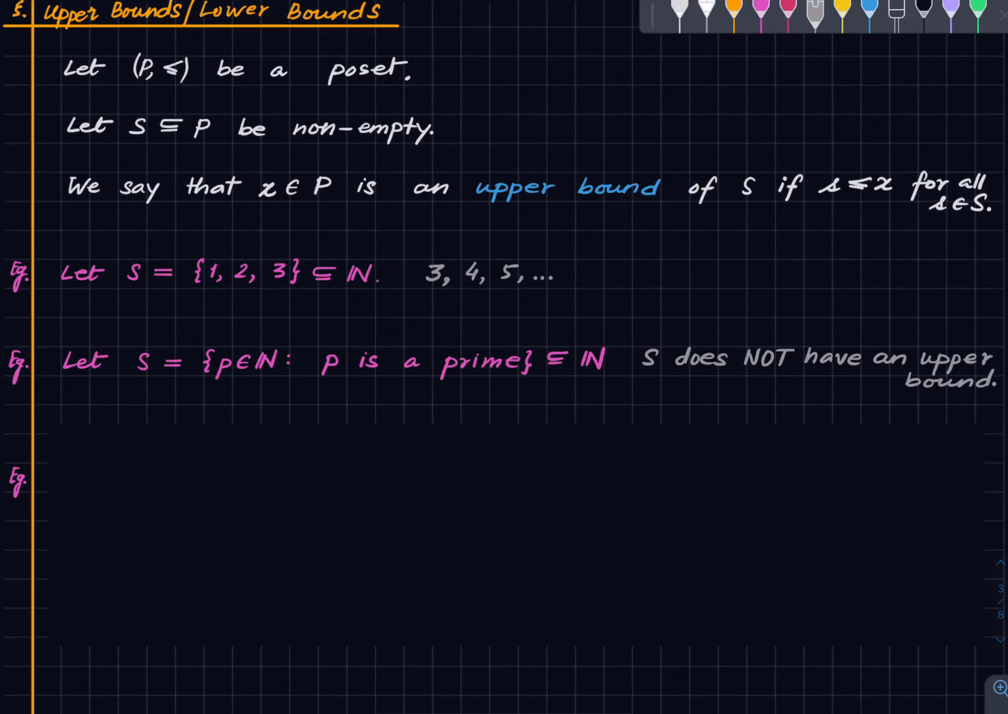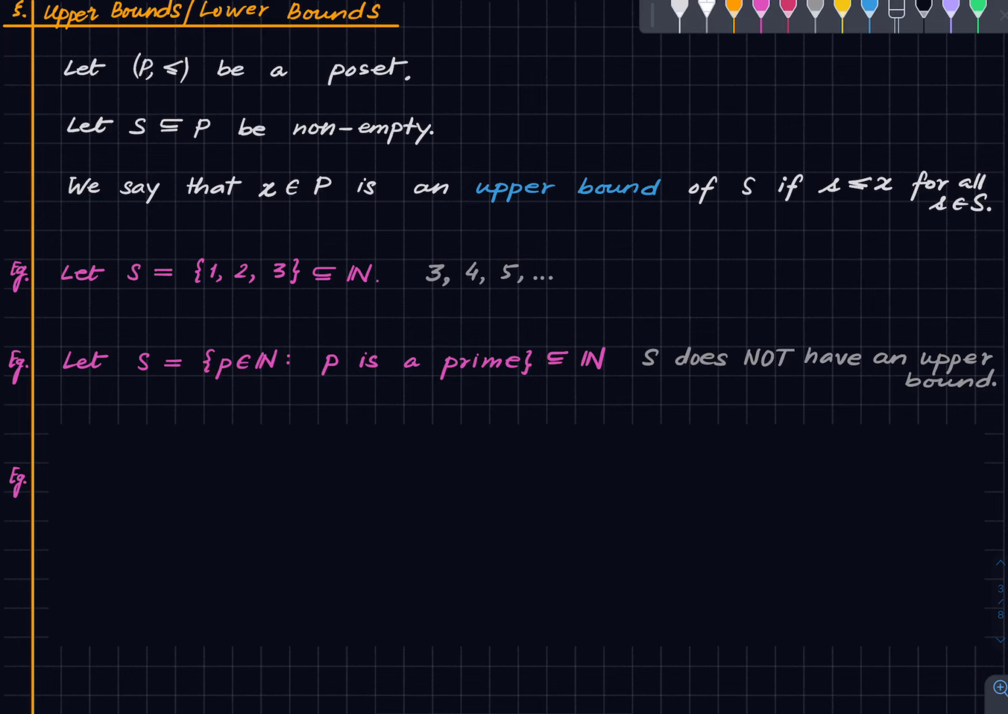And the reason is number theoretic. Basically, first one needs to recall that there are infinitely many primes. And it follows that for any natural number n, there is a prime bigger than it. And therefore, there cannot be anything in the set of natural numbers that upper bounds everything here. So S does not have an upper bound in N.